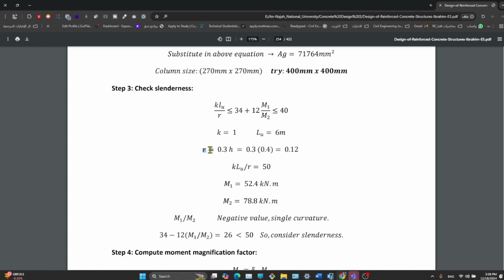Okay, we have R, radius of gyration, equal to 0.3 h, where h is the side of buckling. Since here we have a square section, the side is the same, 0.4 by 0.4. So it's 0.3 by 0.4. R is 0.12. K is 1. LU is the height of the column. Since it is unsupported, it's the full height. R, we have computed it. Then KLU over R is 50. Right?